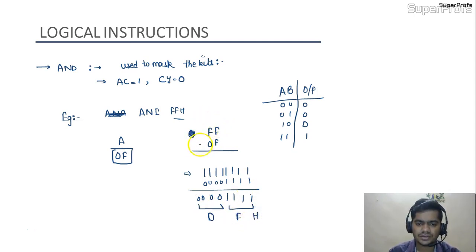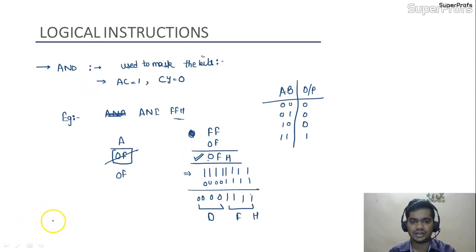You can do it from here only: as the contents are the same for this part, it would be F, and as the contents are ANDed with 0, it would be 0. So you can see that the answer is this, and the accumulator content would change from 0F to again 0F. So you can see that here we have done the masking of the bits. So this is the AND operation.